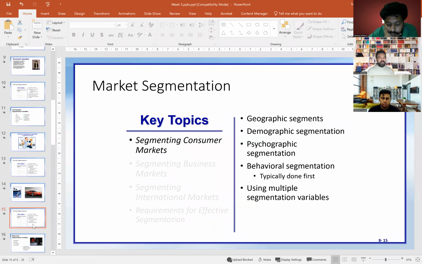Okay, next comes behavioral segmentation. So behavior is the type of behavior the consumer demonstrates, right? That is consumer behavior. How do consumers behave, or what are their regular habits? So behavior is mostly consumers' habits. What type of habit are they? And based on those habits as well, you can put them into different segments.